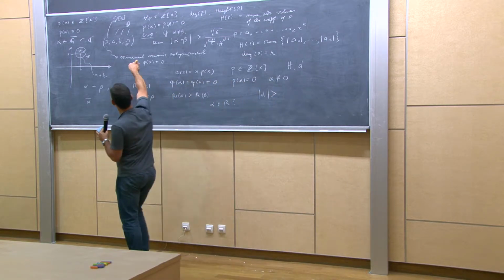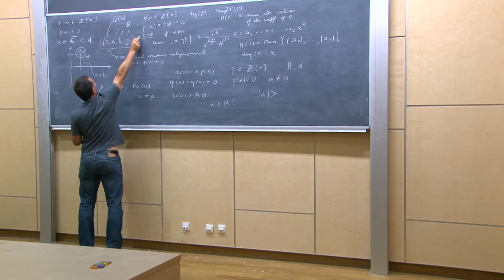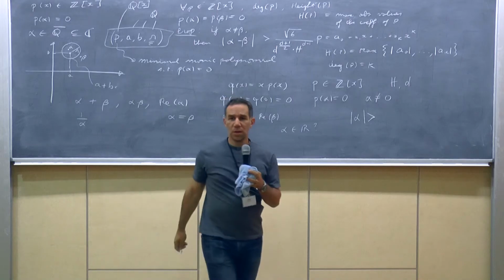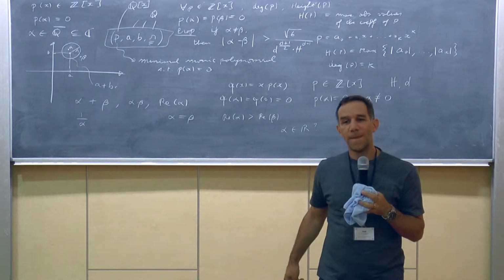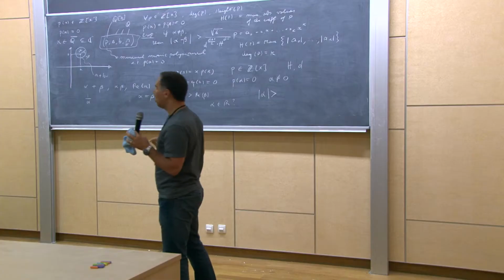Now we're going to assume that rational numbers are represented like this. Algebraic numbers. Thank you, Moshe. You can answer all these questions.